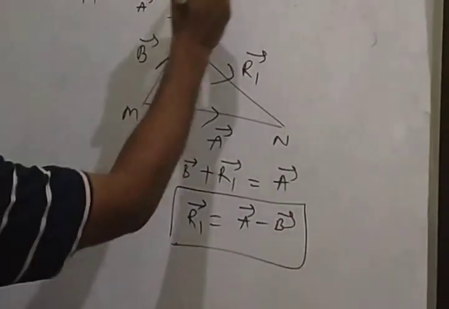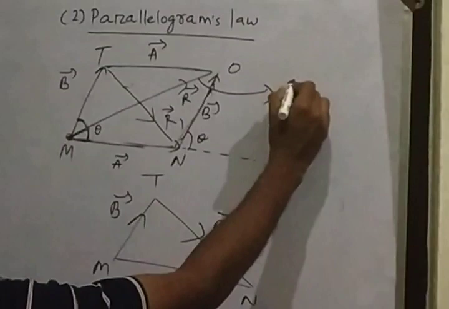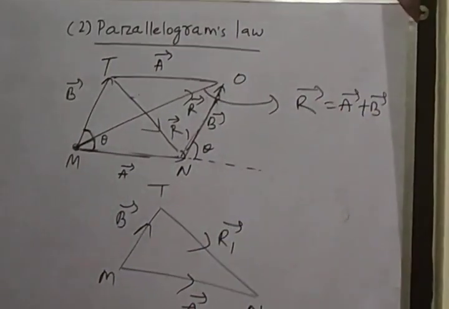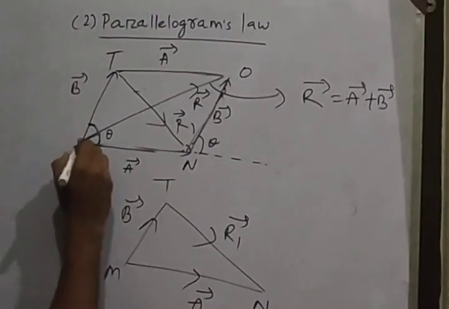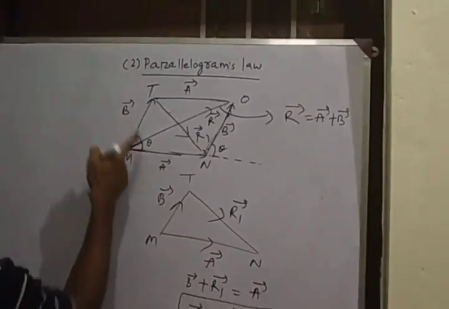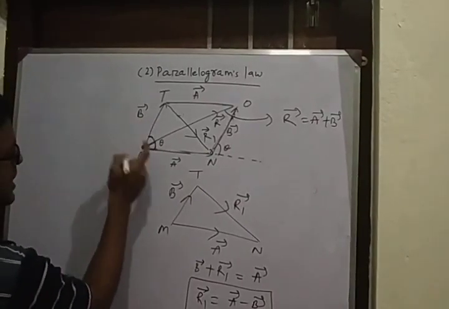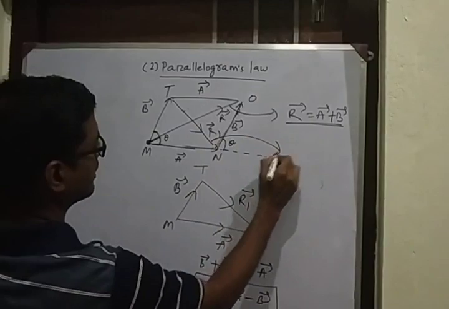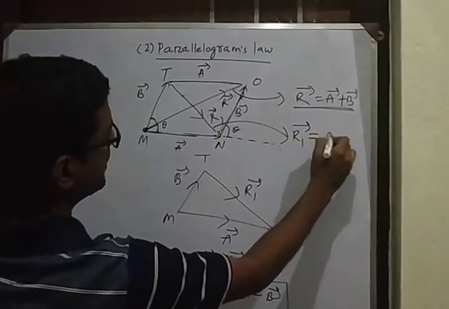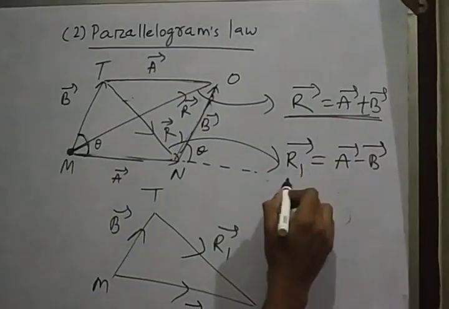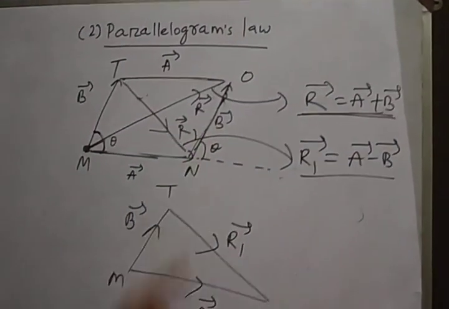So one diagonal of the parallelogram, which is passing through the common point from where both A vector and B vector, the two adjacent sides, are drawn, will give me A plus B, the addition of two vectors. Whereas the other diagonal, R1 vector, will give me the subtraction of two vectors. One will be the vector sum, another will be the vector difference.